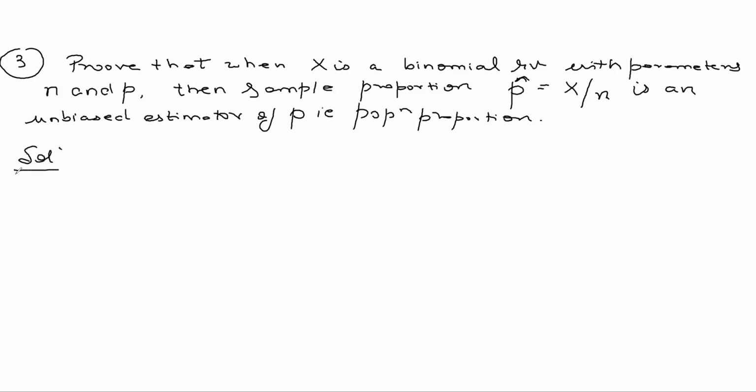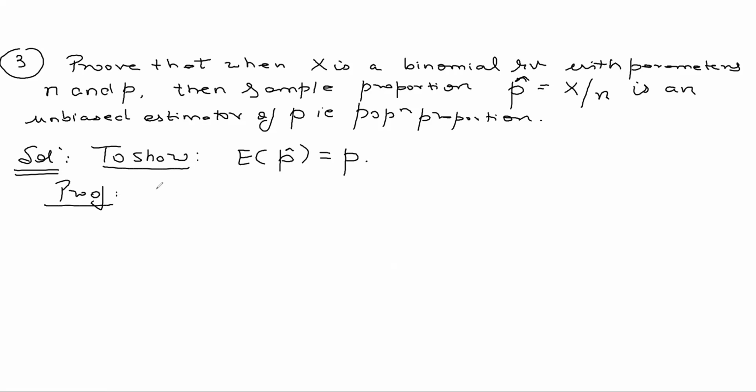So we need to show that if X follows a binomial random variable with parameters N and P, then the sample proportion P hat, which is equal to X by N, will be an unbiased estimator of the population proportion P. So let's look at the proof. Very simple. So we need to show what? We need to show that expected value of P hat is equal to P. So very simple, it's a one-line proof.